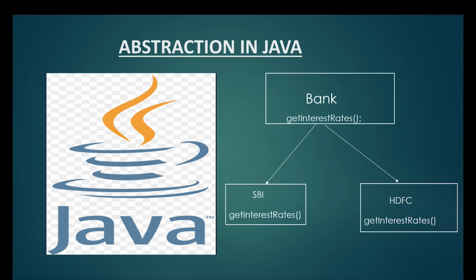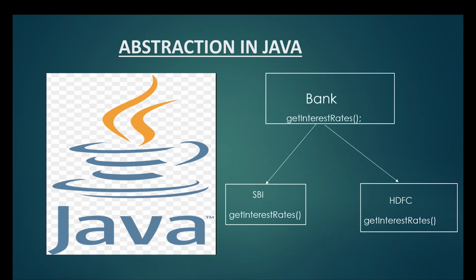So today I'll take you through the concept of abstraction in Java. So let's straight away jump to the topic, that is abstraction in Java. So what exactly is abstraction? Abstraction is basically a fundamental concept of object-oriented programming that focuses on hiding the complex implementation and exposing only the necessary feature and behavior to the outside world.